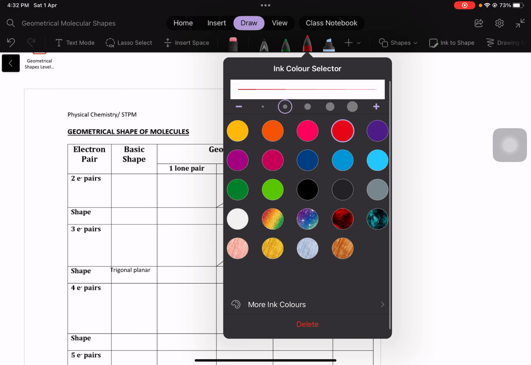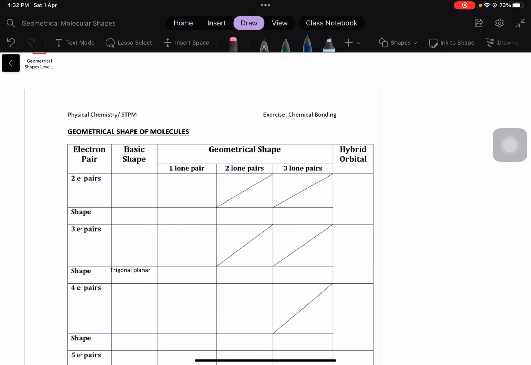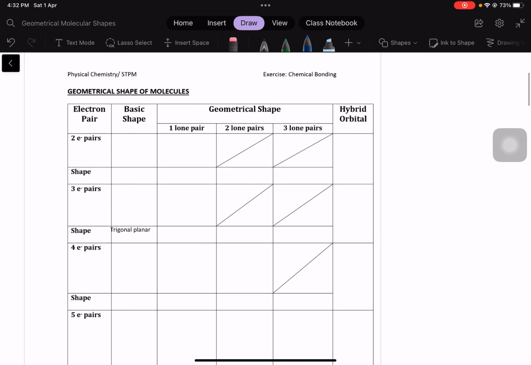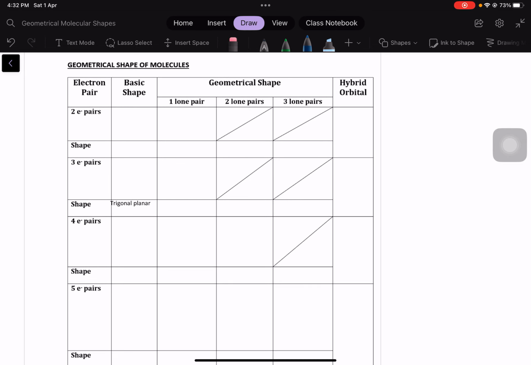So welcome to my video on this geometrical shape. This is a geometrical shape video to walk through how you determine the shape of a molecule. I'm going to start with two electron pairs, meaning there are two electron regions in the molecule given. So the basic shape for the molecule would look something like this, which definitely is a straight line, so we call it linear.